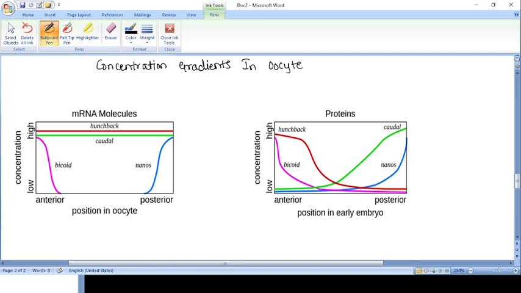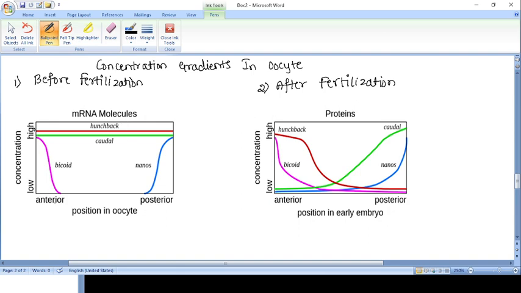There are two graphs. The first graph is before fertilization. The second graph is after fertilization. Now, see the first graph. Before fertilization, in the oocyte, there will be the presence of mRNA molecules.